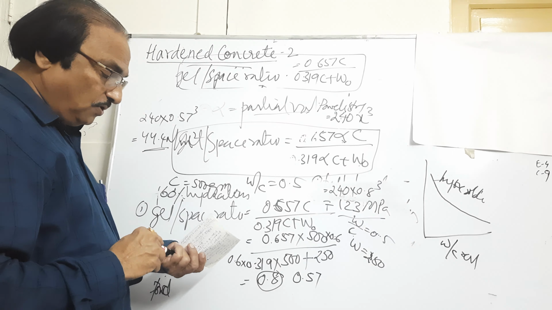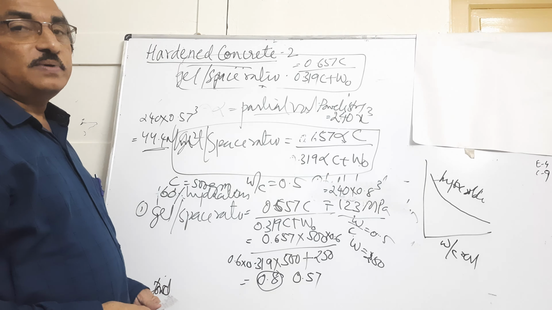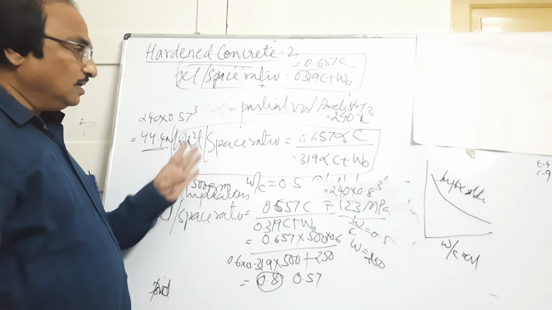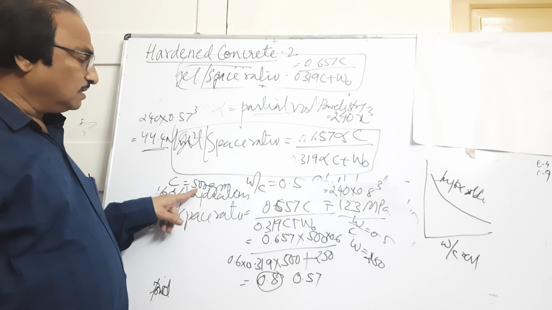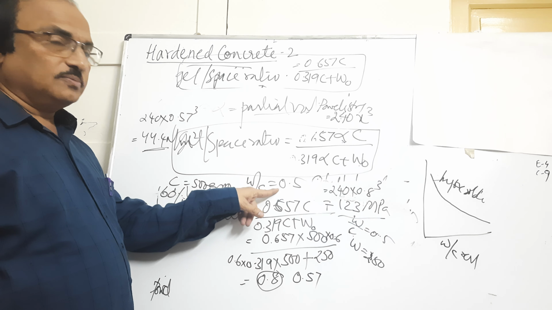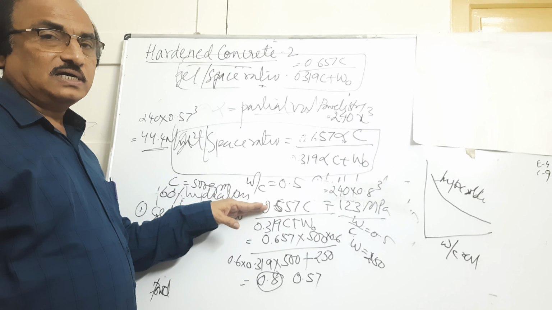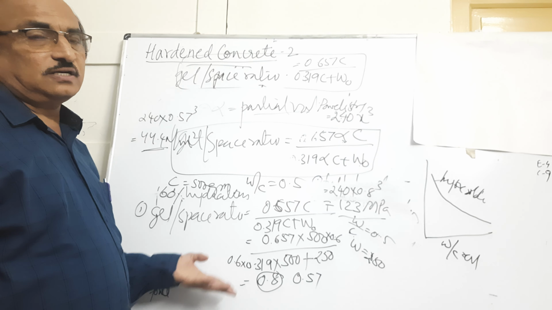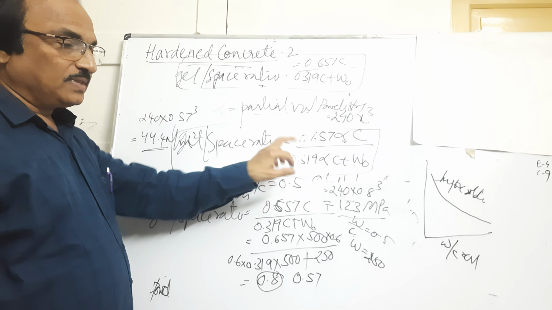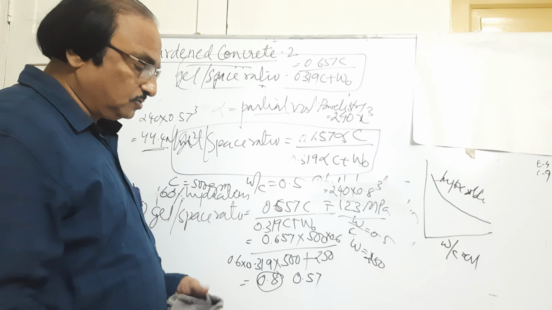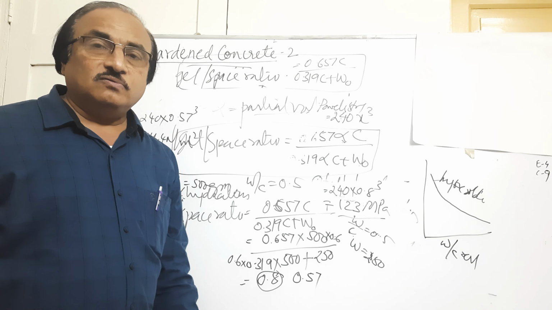So this is how we can calculate the gel space ratio. Here the cement quantity will be varying, the water cement ratio will be varying, and so will the 100% hydration or partial hydration. So remember this formula, which will help you to calculate the values. We will continue in the next video.